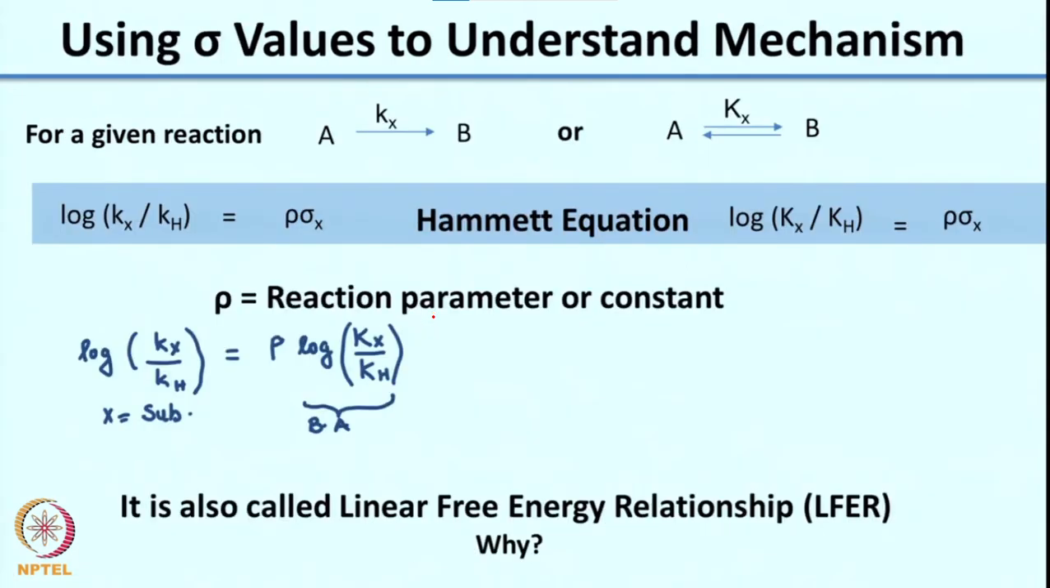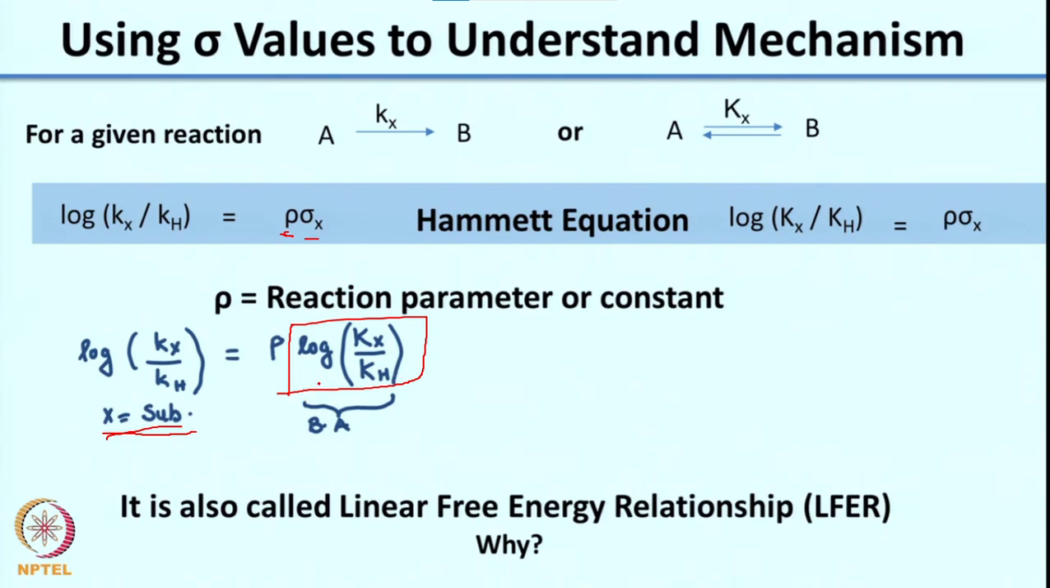Now, using the sigma value to understand the mechanism. According to the Hammett equation, we have taken the benzoic acid reaction as a standard reaction, right? So the Hammett equation will become log kx by kh equal to rho sigma x. What is rho here? Rho is a reaction constant, or reaction parameter, in the Hammett equation. All of you know that log kx by kh, where x represents our substrate, equals rho sigma x. This Hammett equation is for benzoic acid, because we are using benzoic acid as a standard. So this will remain the same everywhere.